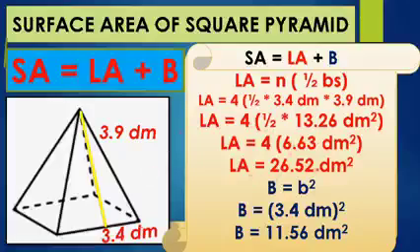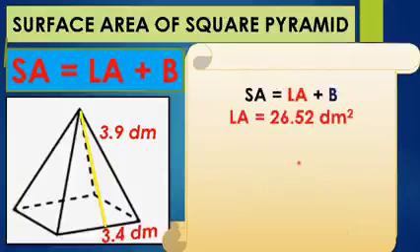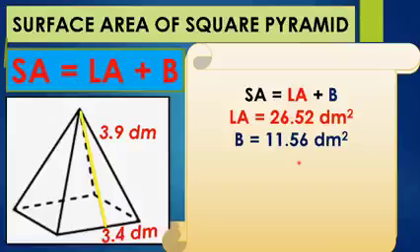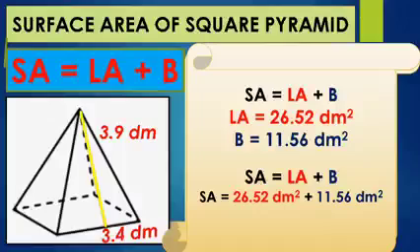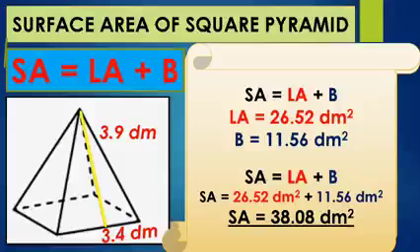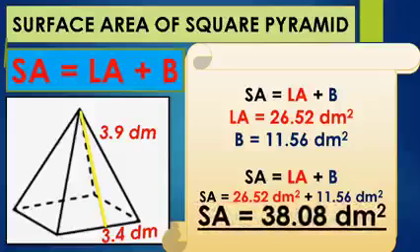So meron na tayong LA, which is 26.52 square decimeters, and we have your base, which is 11.56 square decimeters. Substitute. Our surface area is equal to LA plus B. So yung LA, papalitan natin ng 26.52, and yung B, gagawin natin 11.56. And the equation becomes SA is equal to 26.52 dm squared plus 11.56 dm squared. And the sum is 38.08 dm squared. Therefore, the surface area of the square pyramid is equal to 38.08 square decimeters.